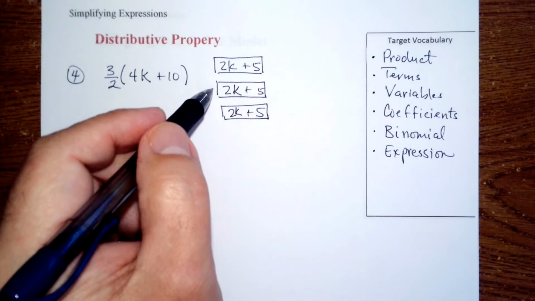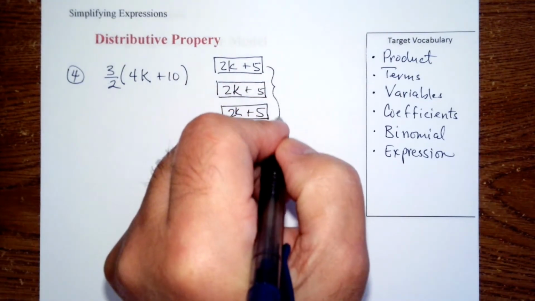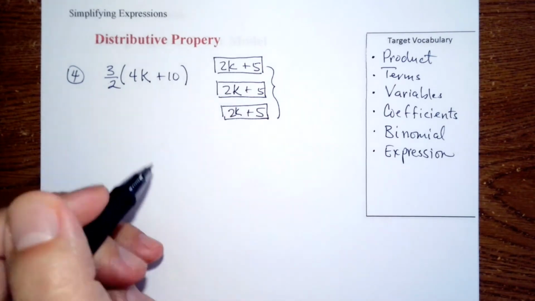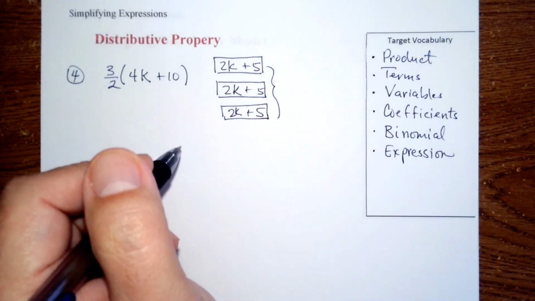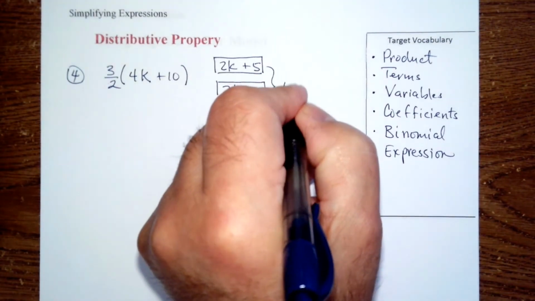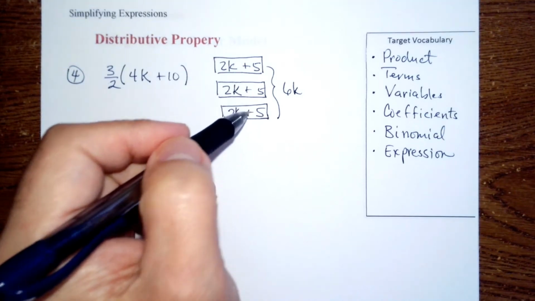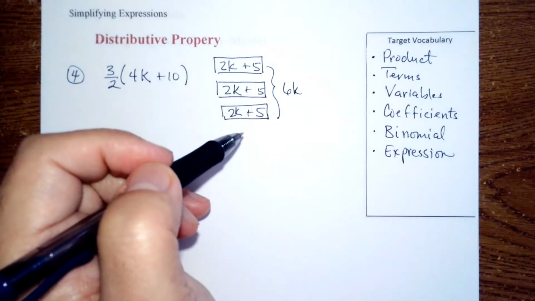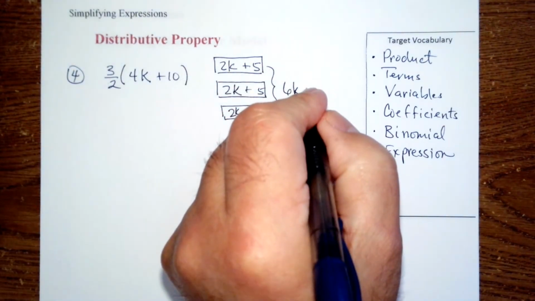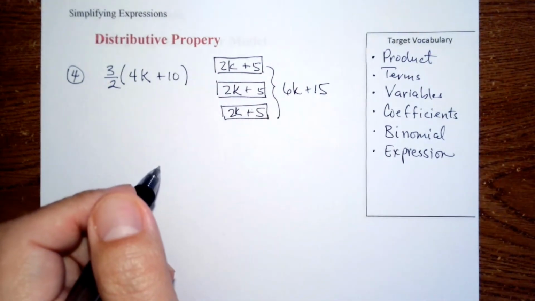1 group, 2, 3. If I group these together, all of these together, how many k's would I have? 2, 4, 6. 6k. If I group the 5s together, there's 3 sets of 5s. 3 times 5. Boys and girls, we're done.